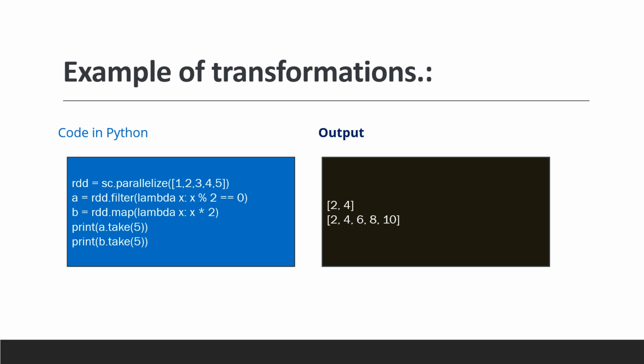Examples of transformations: we have code in Python, which is an RDD. It has two things, A and B. If you see, print A prints 2 or 4, based on a condition, and print B picks a complete row based on its condition.